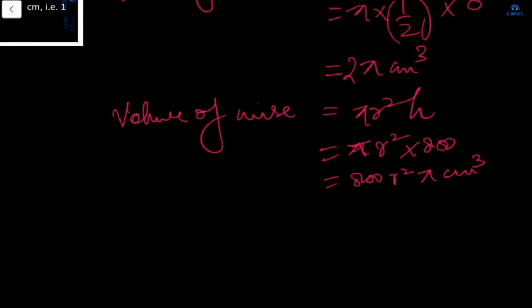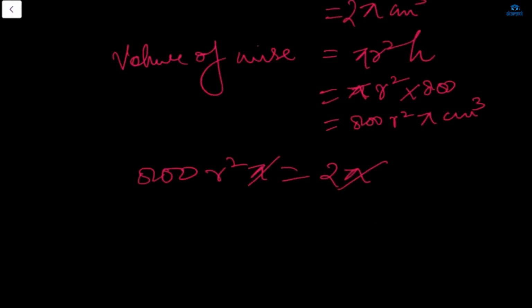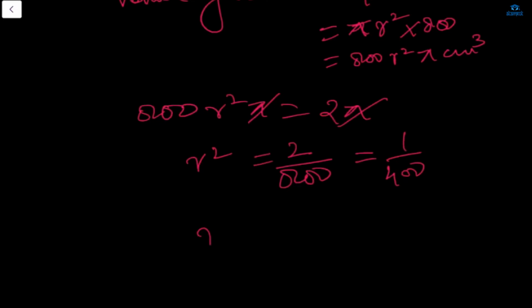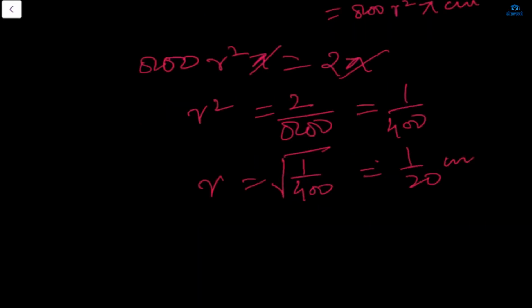So it is 800 r square pi is equal to 2 pi. Pi will be cancelled, and r square will be equal to 2 upon 800. Now r will be root 1 upon 400, which will be equal to 1 upon 20 centimeter. Okay, now this is the radius.